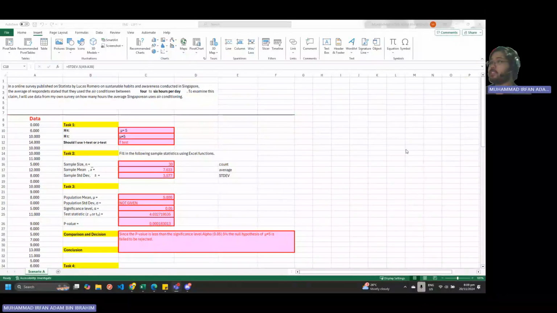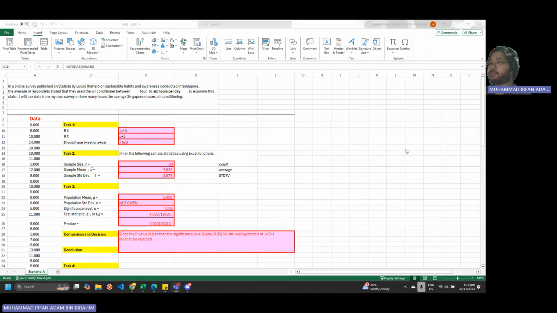Good evening. Today we'll be doing hypothesis testing. Today we'll be seeing if this statistic from a trusted article, stating that a person uses about 4 to 6 hours of aircon per day, holds up. We will be trying to debunk or affirm this claim with our own set of data.